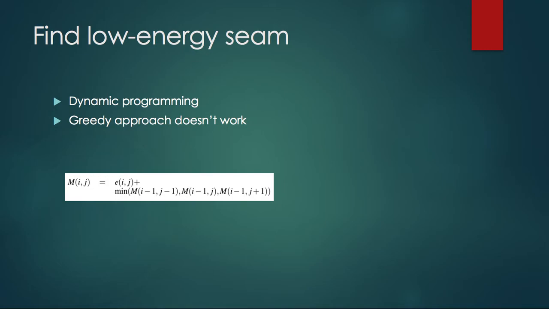It's just that when trying all possible paths, the same subproblems are solved again and again, making this approach a perfect candidate for dynamic programming. I defined the function M(x, y) that represents the energy of the lowest energy vertical seam that starts at the top of the image and ends at the pixel at the bottom.